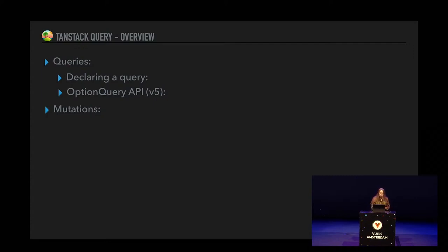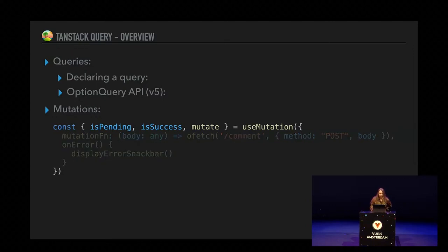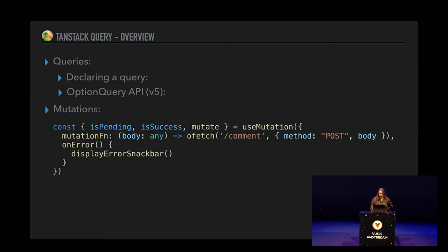So let's have a look at mutations now, and we are almost done. Like the queries were the biggest part. Let's have a look at the mutations. It looks very much like queries. It's also a composable. We configure it with a mutation function. We have here one option, what is happening on error. And as you can see, it's quite similar to queries.